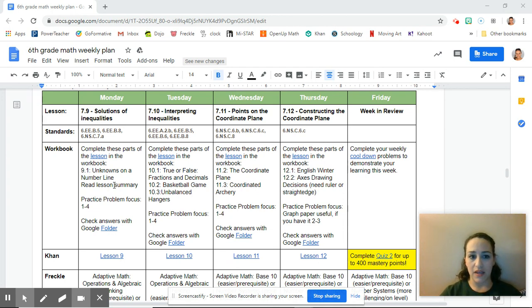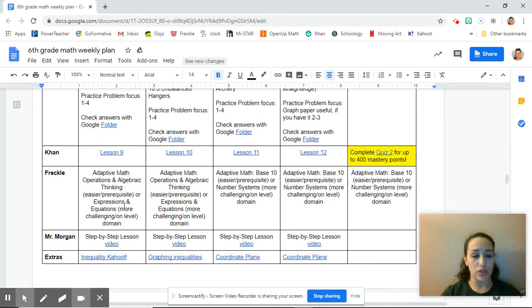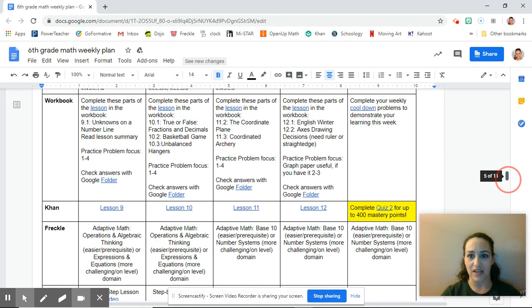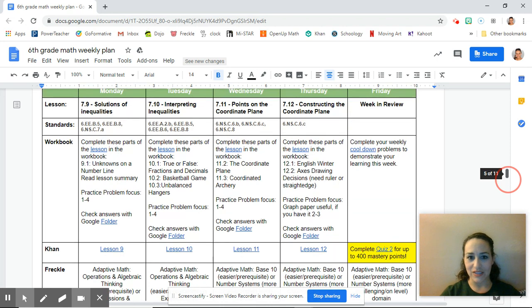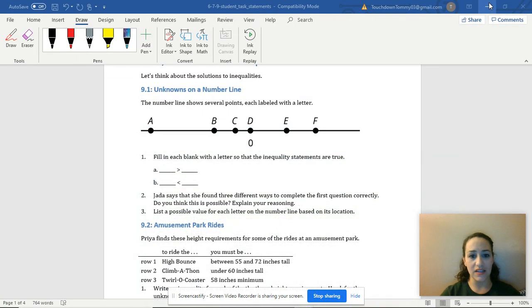Then you will have questions 1 through 4 in the practice problems, if that's the way that you are practicing. Other options would be to do some Freckle practice, do the Khan Academy practice, or in addition to those, you also have a Kahoot here, and there will be a couple other things that will be added to this list. So let's start in on lesson 9.